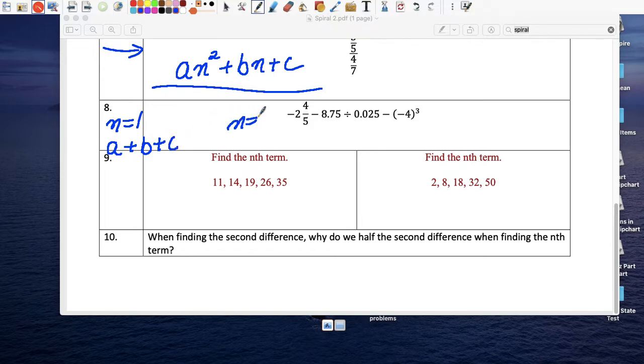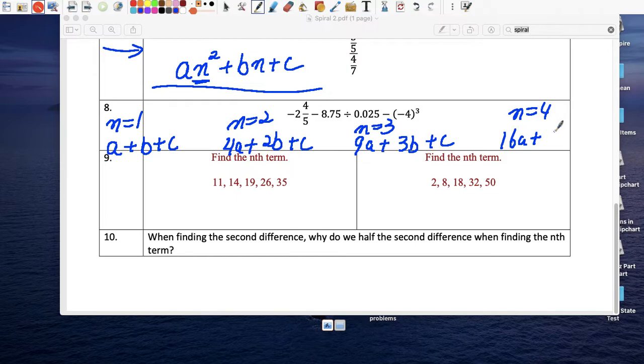When n equals 2, what do I get? Well, plug it in here. 2 squared is 4, so I get 4a, plus 2 times b, I get 2b, plus c. N equals 3, 3 squared is 9, so I get 9a, plus 3b, plus c, and then we'll do one more. When n equals 4, I get 16a, plus 4b, plus c.